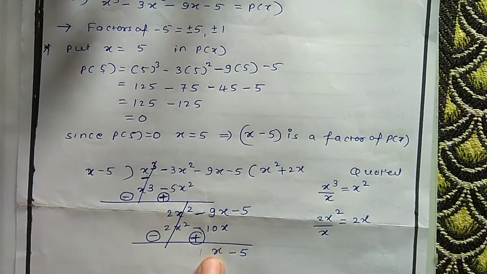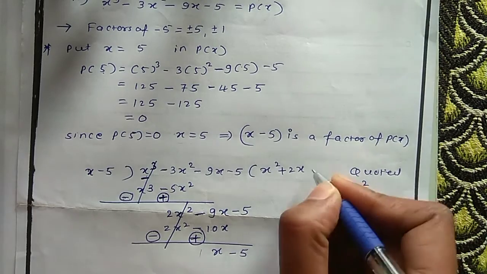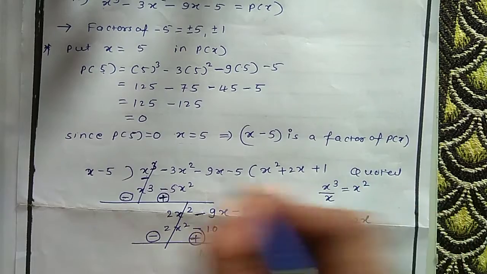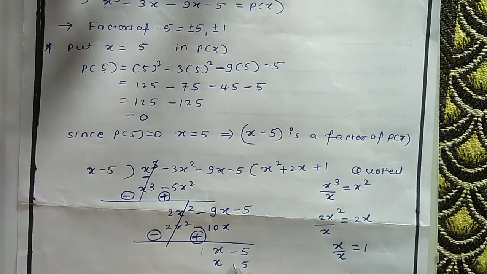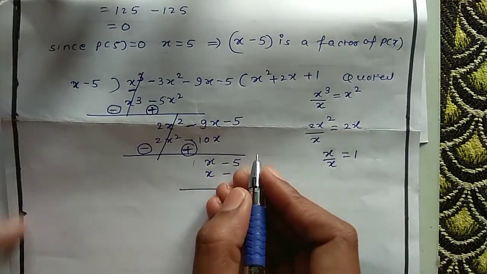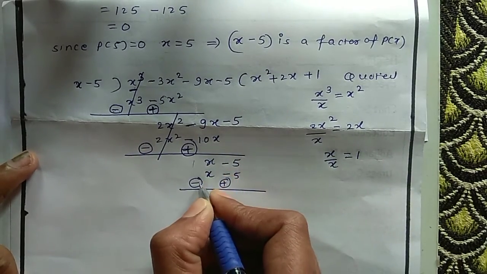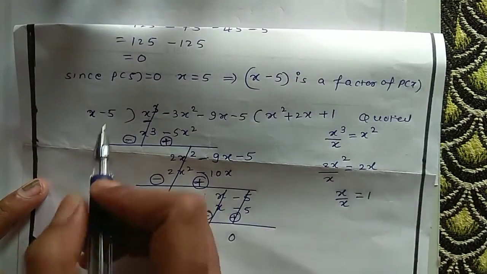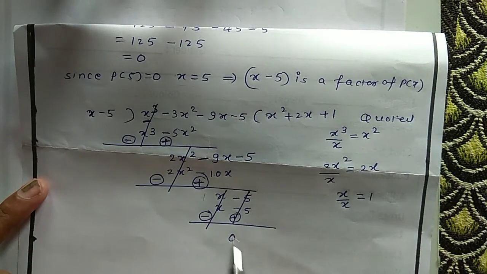Now this x remains. So x divided by x, so it is 1, plus 1 we have to take. So 1 into x is x, 1 into 5 is 5, plus minus is minus. Follow the same procedure, minus, and here change the sign as plus. Minus x plus x, 0, minus 5 plus 5, 0, remainder is 0. Definitely when you are dividing any polynomial with its factor, you will get remainder as 0.